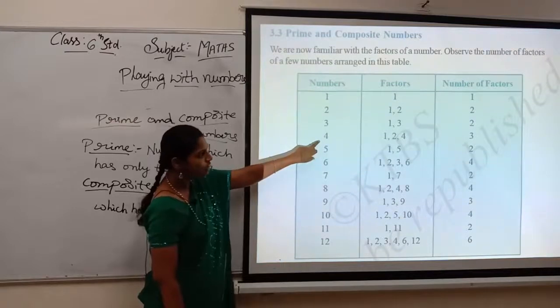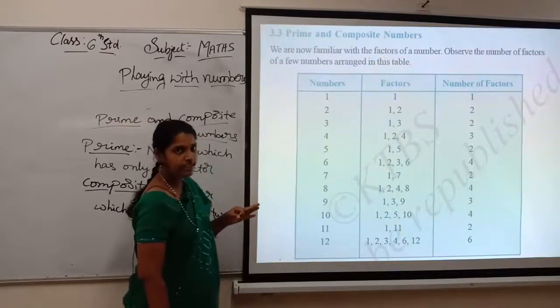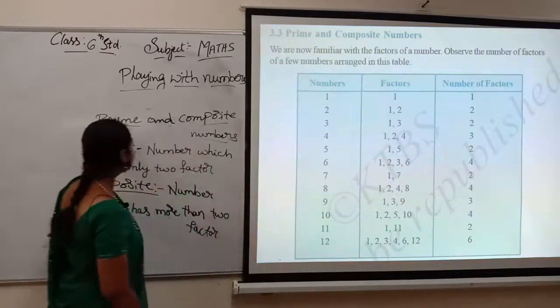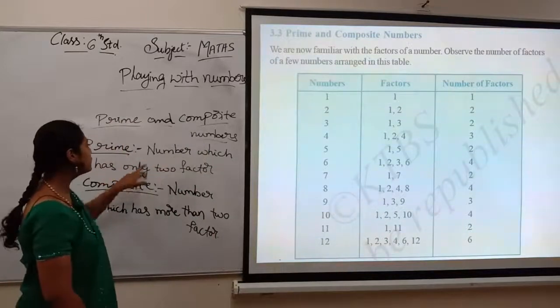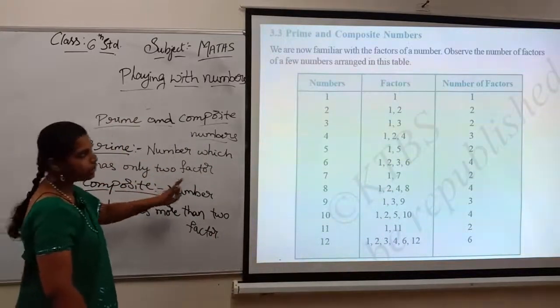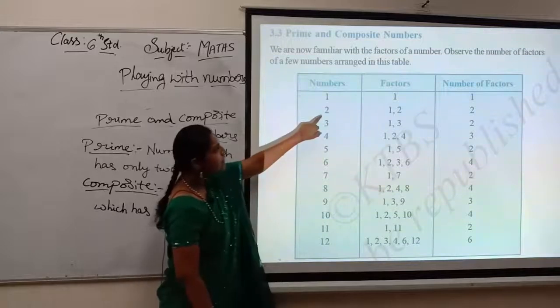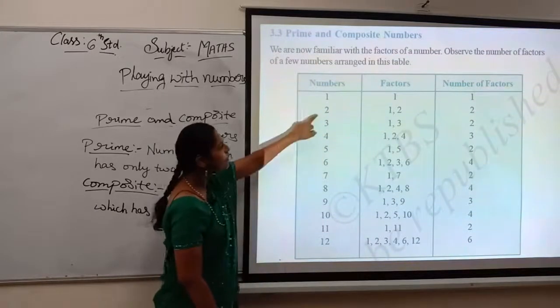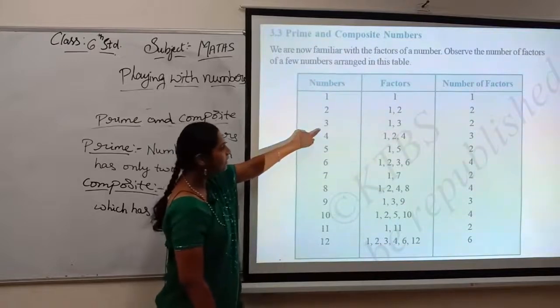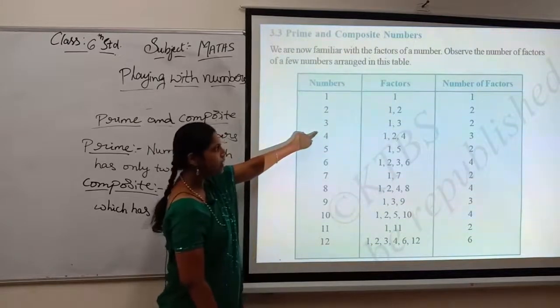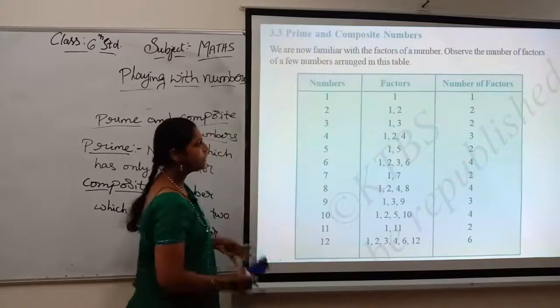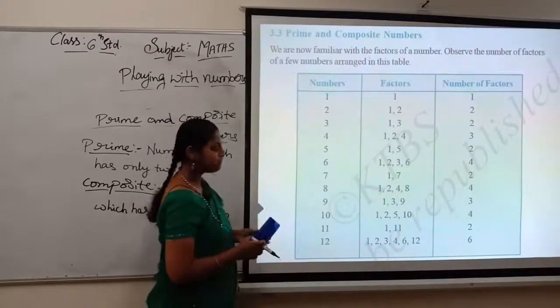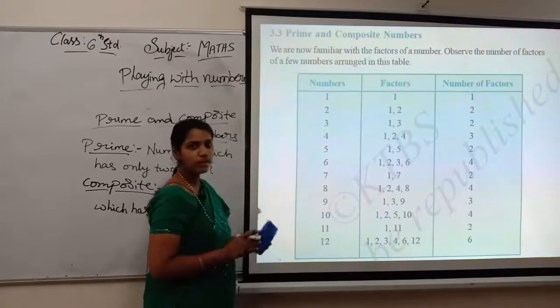For 4, there are 3 factors. Prime means, by definition, a number which has only 2 factors. So we can say the number 2 has only 2 factors, so 2 is a prime number. Even 3 is also a prime number because it has only 2 factors. Next, composite means a number which has more than 2 factors.